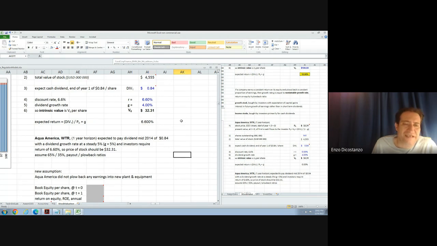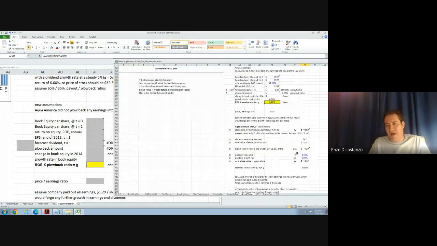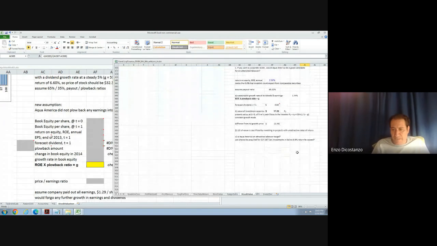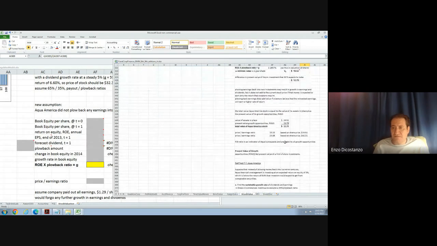Okay, we had to bring this down because now we have a new assumption, and it says we expect the dividend to be 84 cents, and now instead of 4% growth, we're looking at 5% growth, with this new rate of return, assume 65, 35% payout plowback. So we have some new assumptions that we're gonna ratchet into this. Yeah, and that's it, I think. At least for this column.